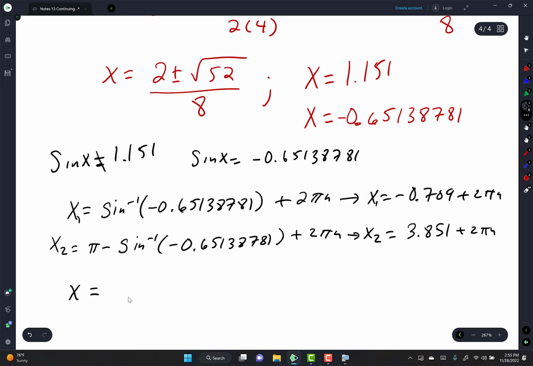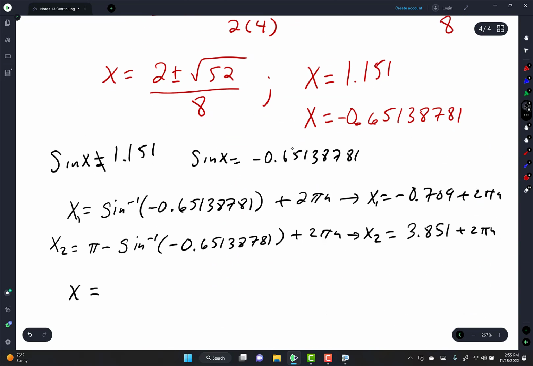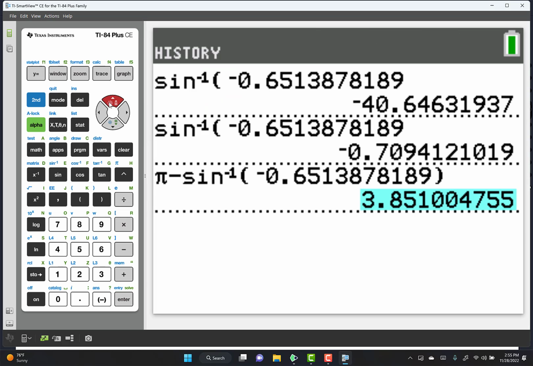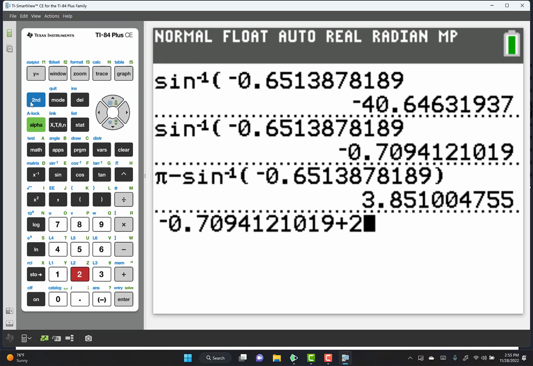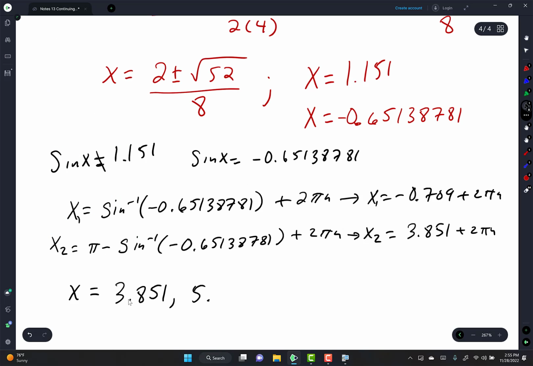My final answers. I want them all between 0 and 2 pi. So one answer is 3.851. And the other answer is, take the 0.709 and add 2 pi. 0.709, so scroll up, plus 2 pi. Enter. 5.57377.